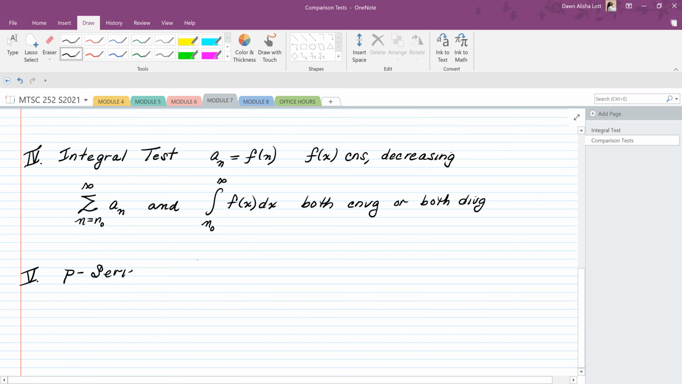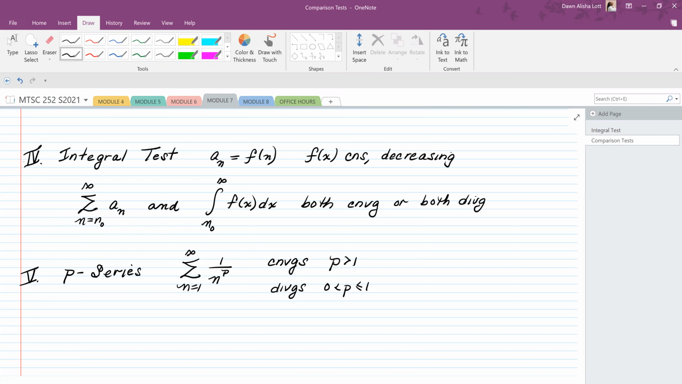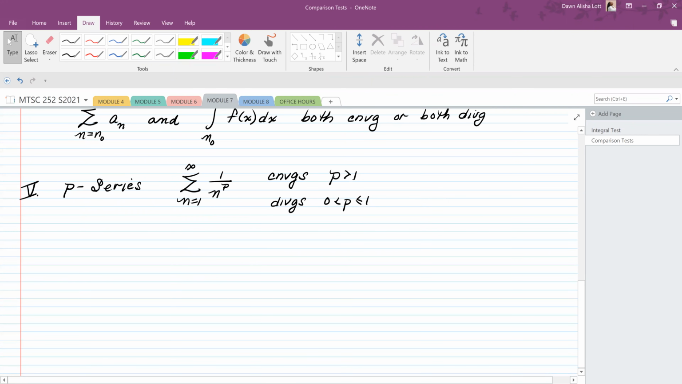It also has a form, it looks like the summation n equals 1 to infinity of 1 over n to the p. And we say this converges if p is greater than 1 and it diverges if p is between 0 and up to equal 1. Okay, all right, so those were the tests that we've shown so far. Are there any questions about those tests before I go any further?